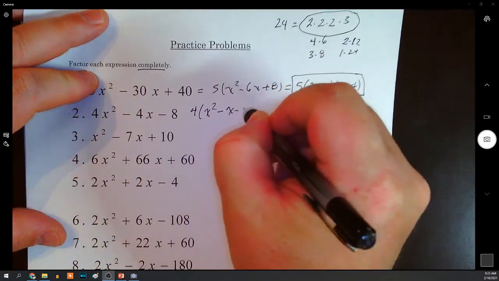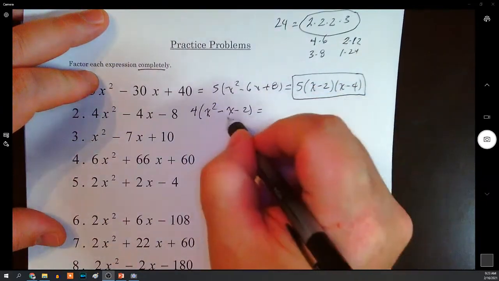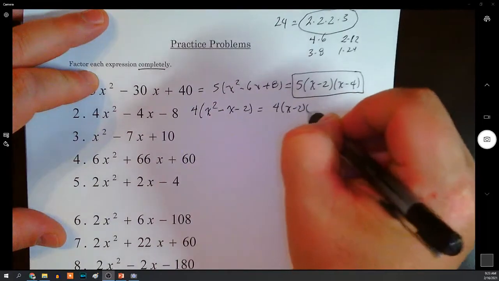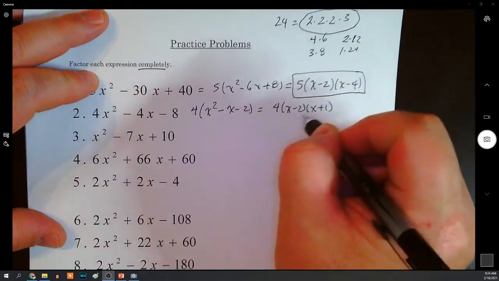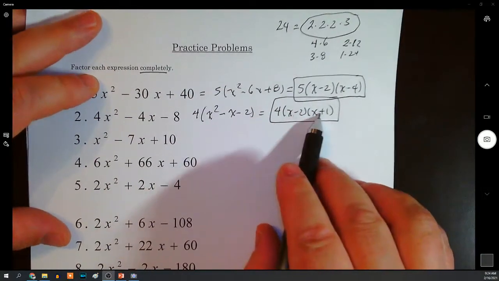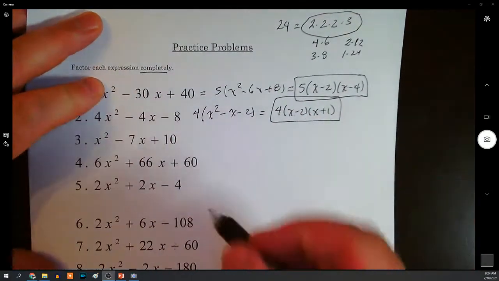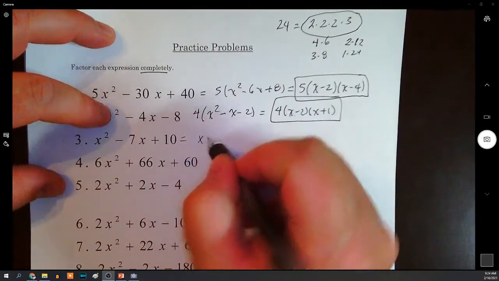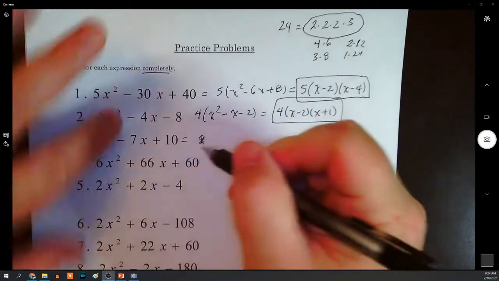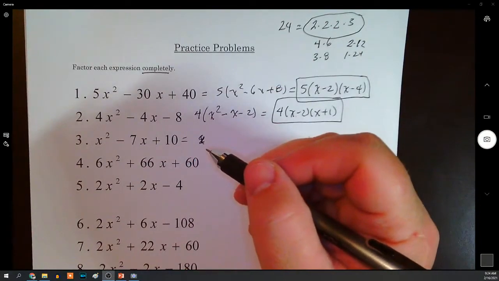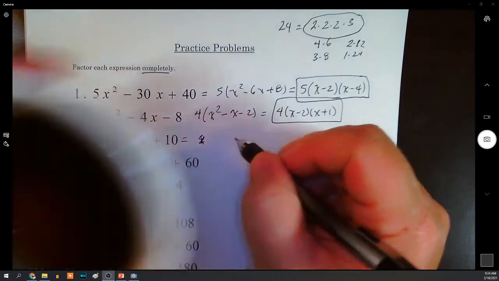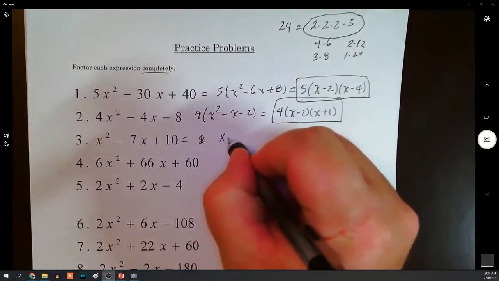Okay. So, minus x minus 2. Negative 2 and positive 1. That's right. Negative 2, positive 1. Now you could put the plus 1 first and then minus 2 second, but the 2 has to be negative and the 1 has to be positive. Don't mess that up. All right, this one, only one step. Is there anything that multiplies to a positive 10 and adds to a negative 7?